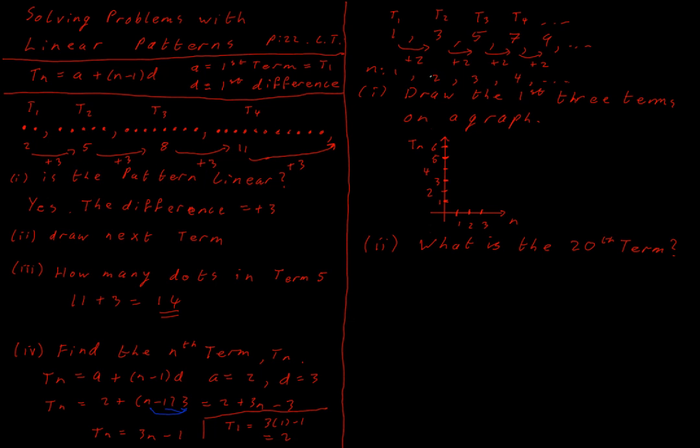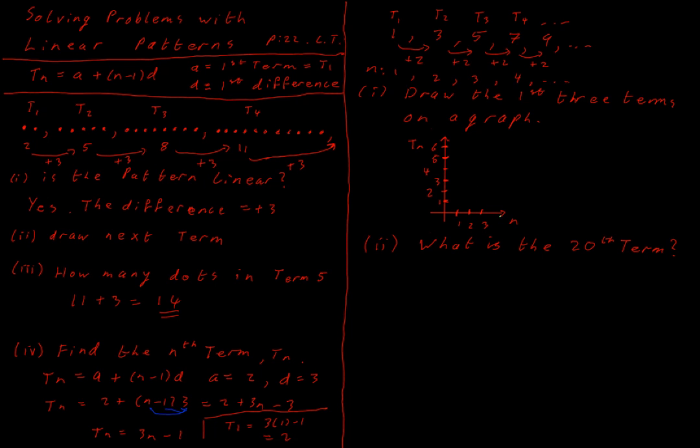So those are my numbers in here. In the first part I'm asked to draw the first 3 terms on a graph. So I put my term numbers, my 1, 3, 5, 7, 9 are my terms in my list. That's going to go on the y-axis. And my numbers for n, the n numbers that tell me whether I have my first term, my second term, my third term, my fourth term, or so on, they go on my x-axis.